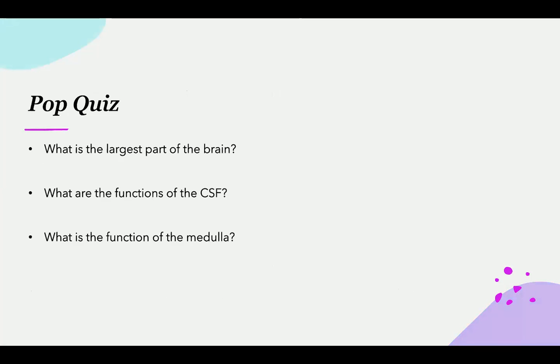Next up is a pop quiz. I'll give you guys about a minute, 30 seconds to read over this, and we will go over the answers then.